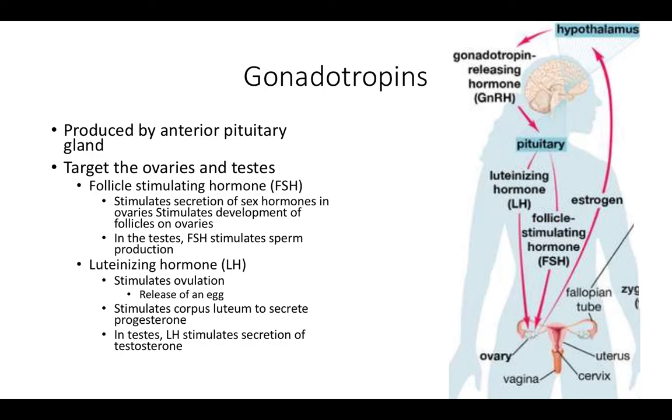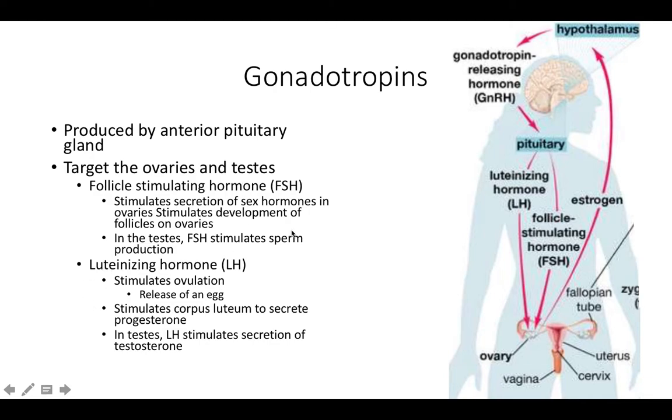So gonadotropins, again, are produced by the anterior pituitary gland, and they target your gonads. Okay, so gonads. Those are your ovaries and your testes. And the hormones that are considered gonadotropins, so the hormones that target your gonads or your ovaries and testes, are your follicle stimulating hormone and luteinizing hormone.